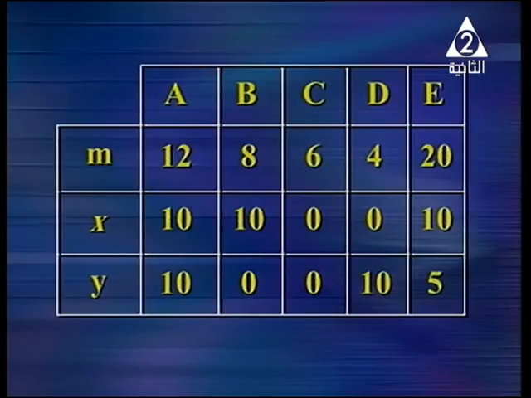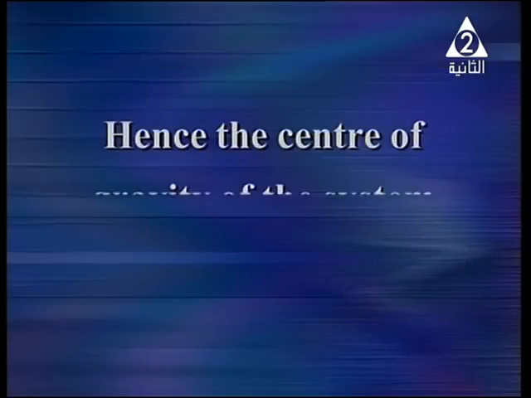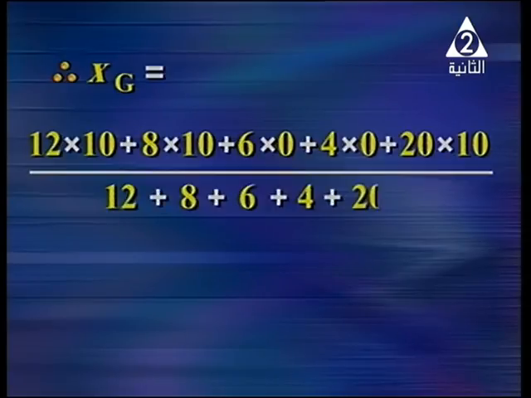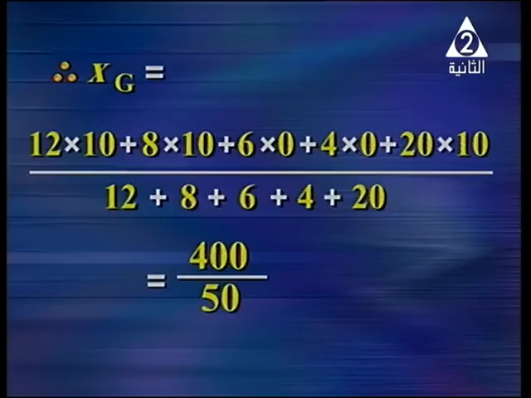By using the rule. What is the rule? Dear student, the center of gravity of the system, xg equals m1 x1 plus m2 x2, and so on. We have 5 masses: 12 times 10 plus 8 times 10 plus 6 times 0 plus 4 times 0 plus 20 times 10, over the sum of the 5 masses. Then xg equals 8 centimeters. Remember, this is the coordinate of x.